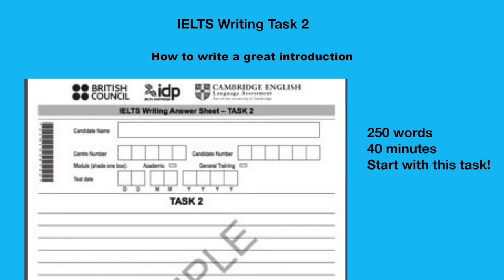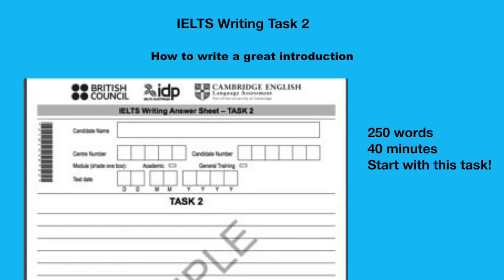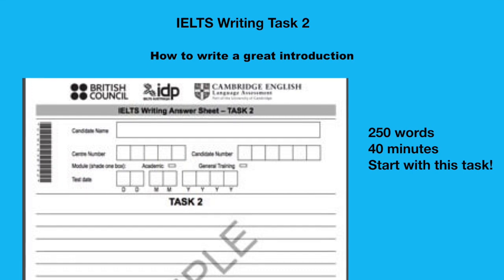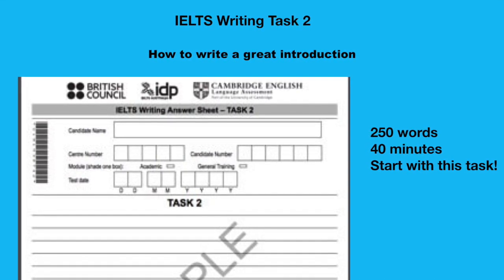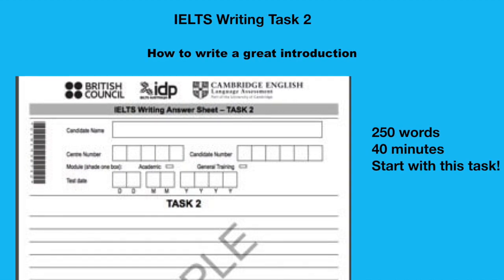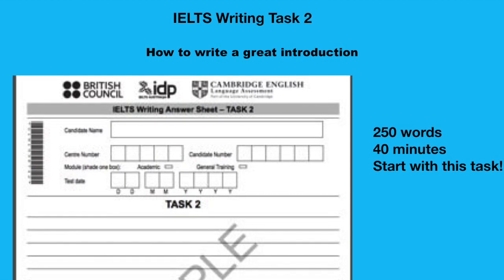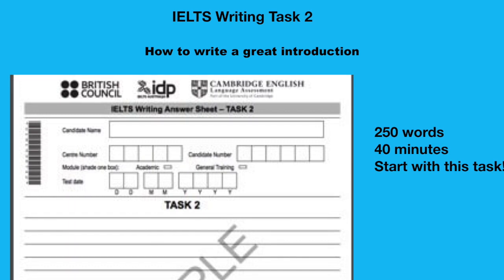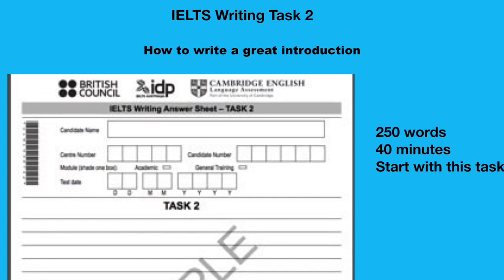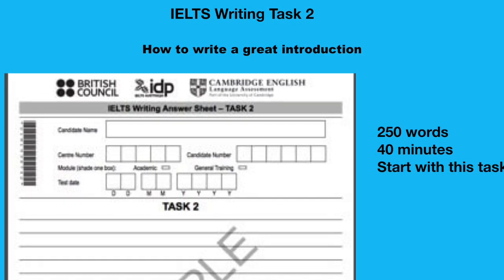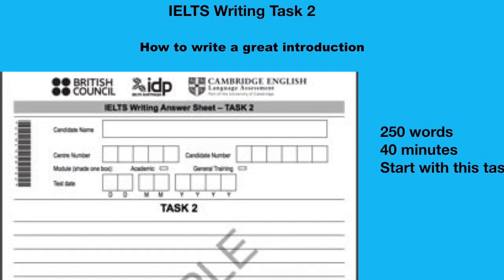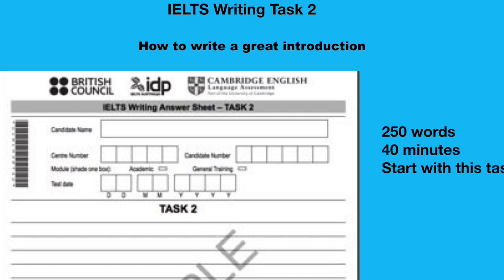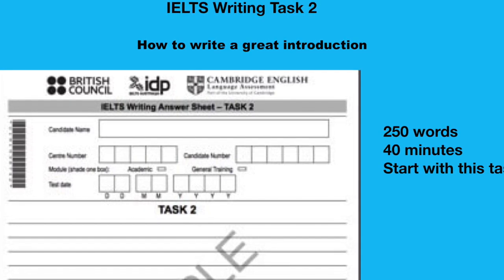Okay then, let's take a look. So IELTS writing task 2, just a quick outline. For this task you need to write 250 words. It's recommended that you take about 40 minutes to do this. A lot of people do this task first before part 1 because it carries more marks and it takes longer to do. Most people consider it to be more important.